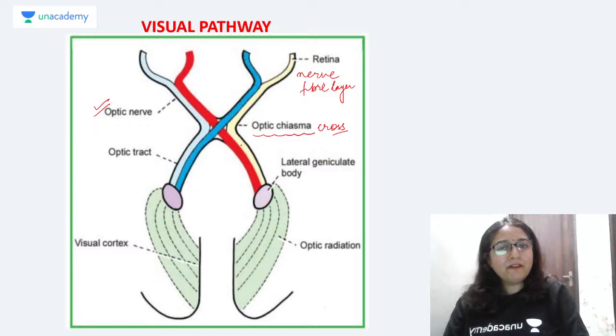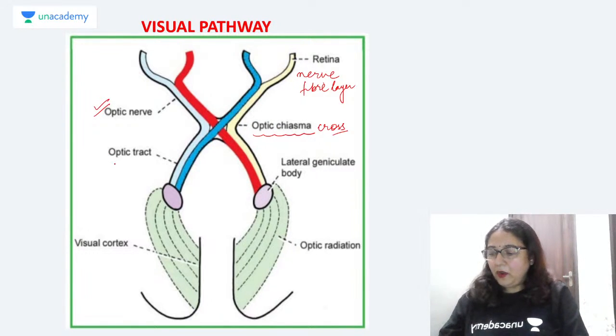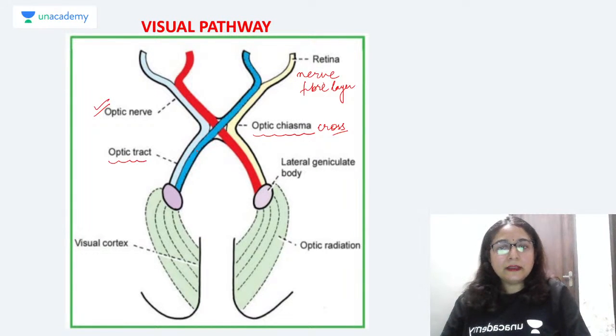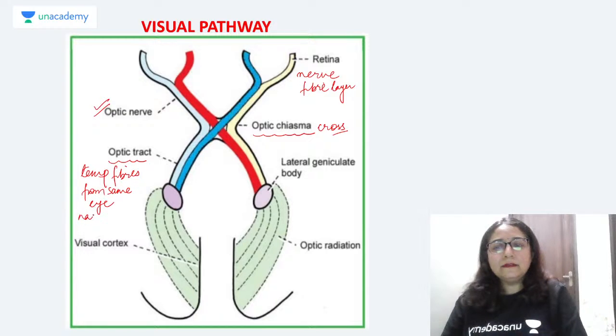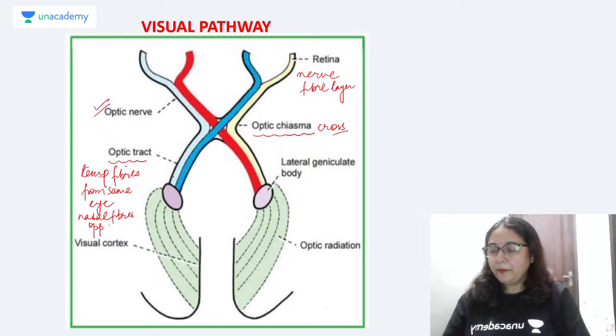The temporal fibers remain on the same side, so the optic tract, which is there after the optic chiasma, contains the temporal fibers from the same eye and nasal fibers from the opposite side.